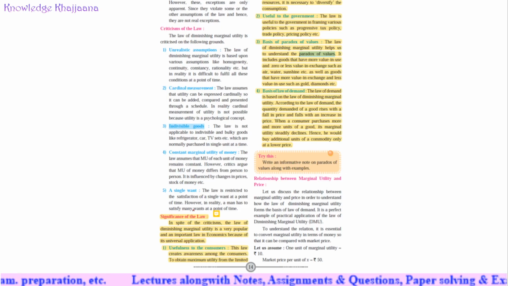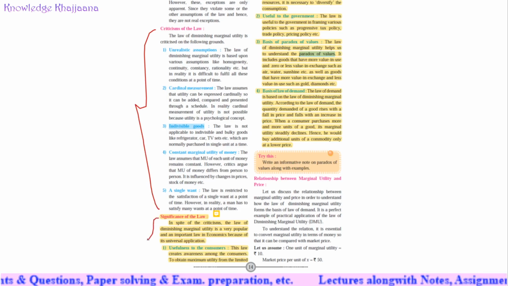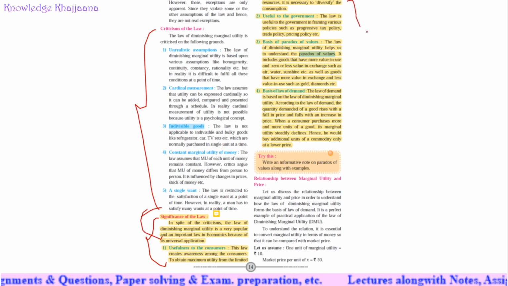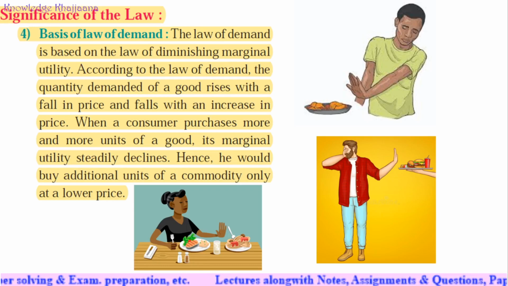Okay. Now, after completing the criticism of the law, the next point, the significance of the law, from here up to here, has been reduced as per the new press note released by the Maharashtra Board for the academic year 2020-21 only. Though the significance of the law has been reduced, the most important part for that topic, the fourth point of significance, is the basis of the law of demand.